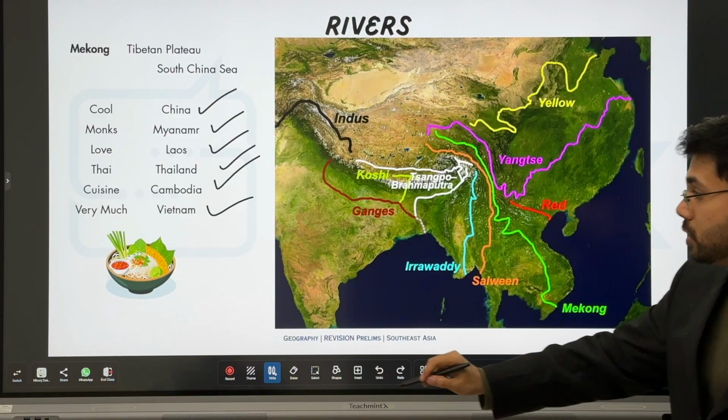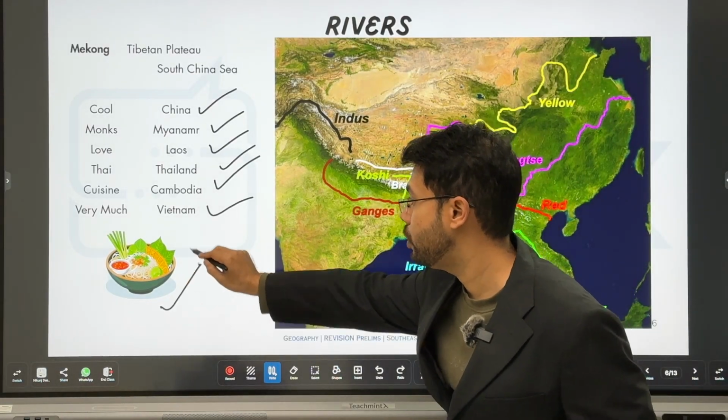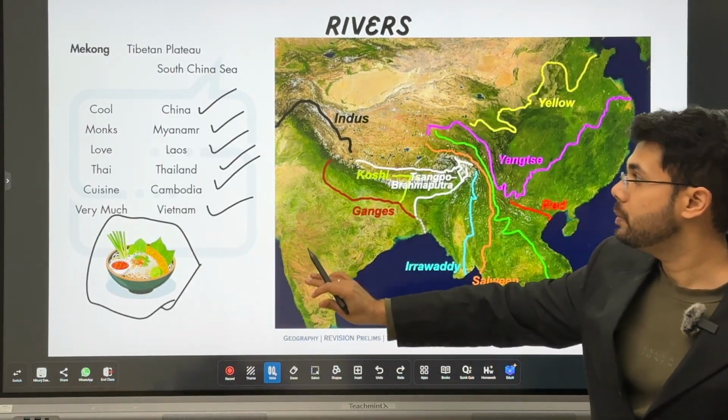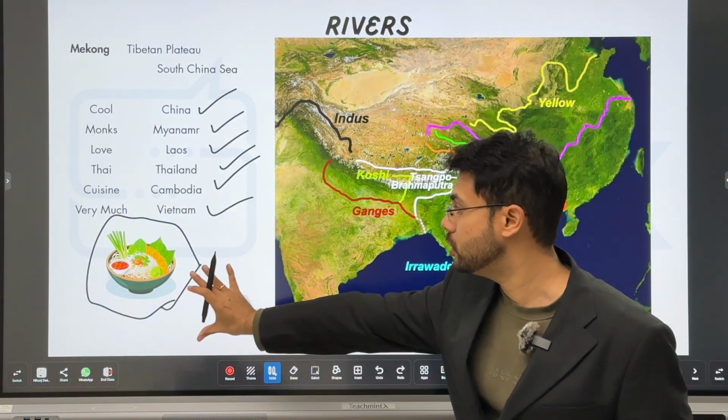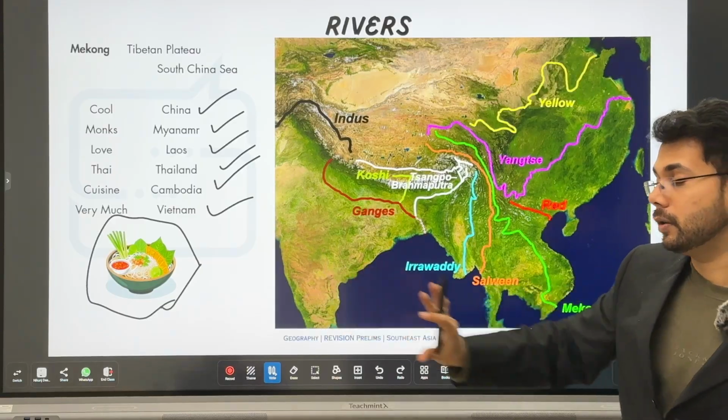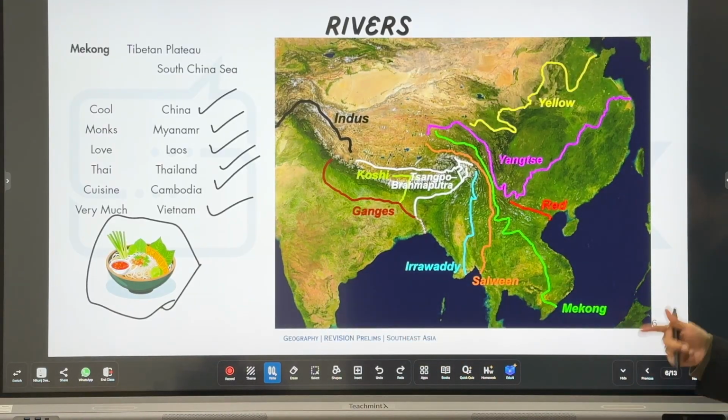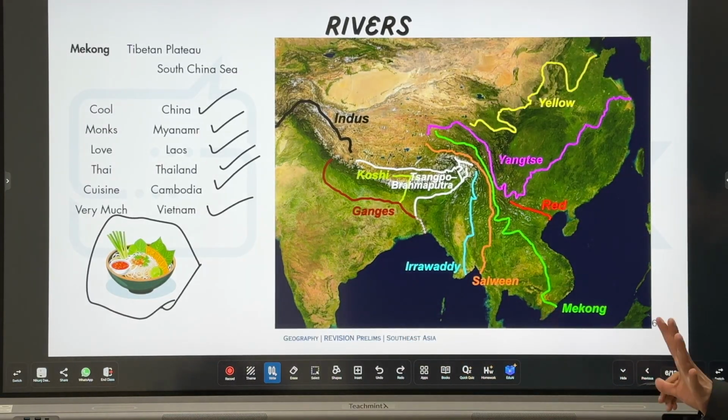And this image, it's not an image made for fun. This image is so that your mind can relate Mekong with this image, a Thai food image over here. Keep on looking at these slides, keep on looking so that it fixes itself.